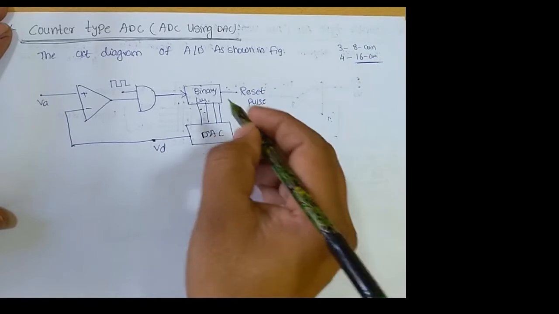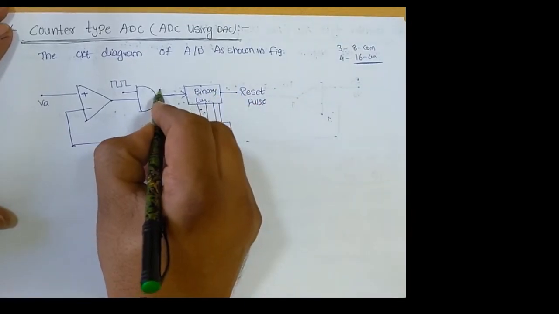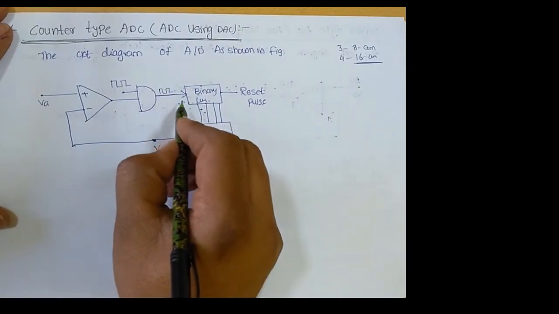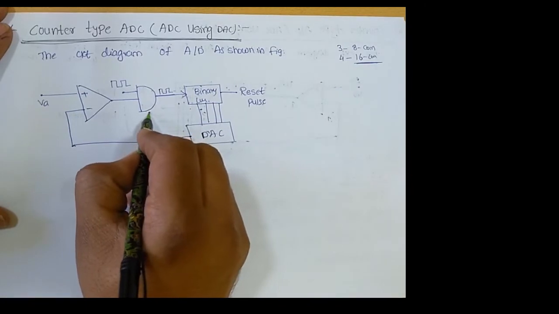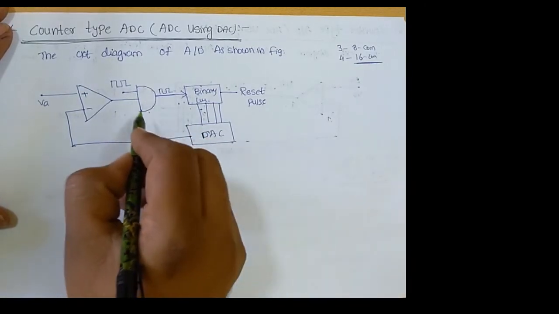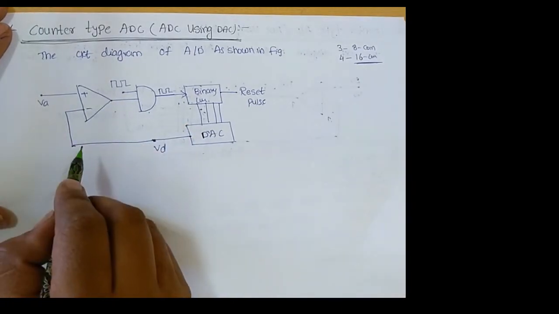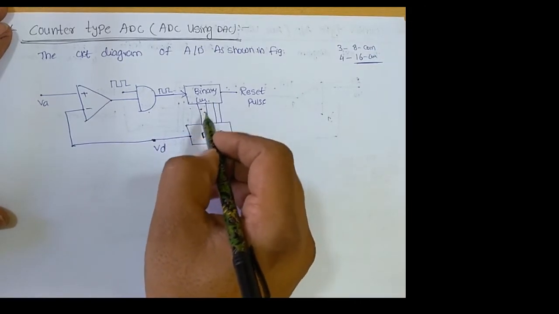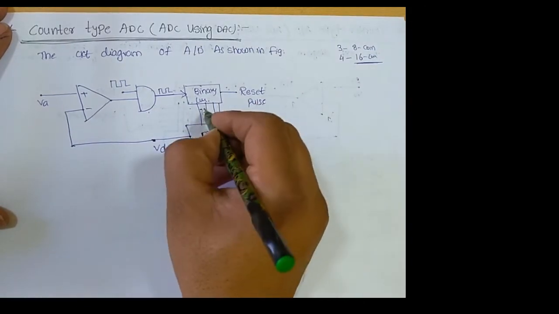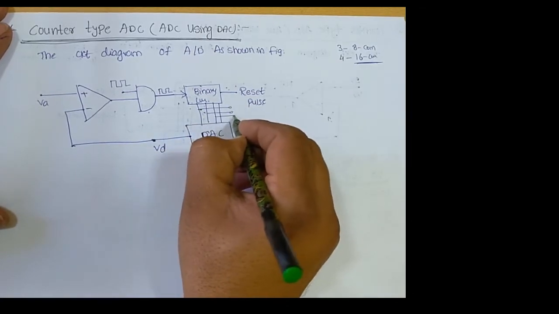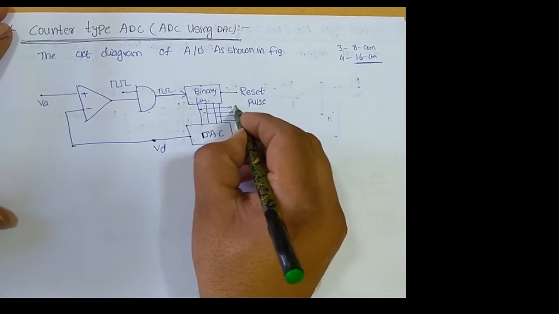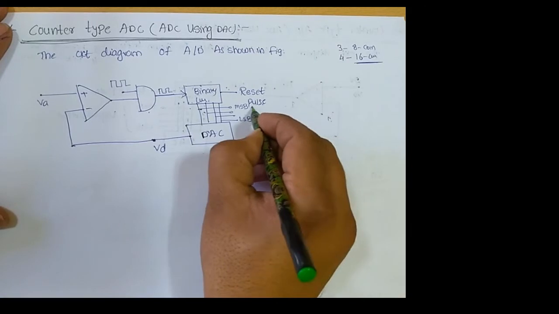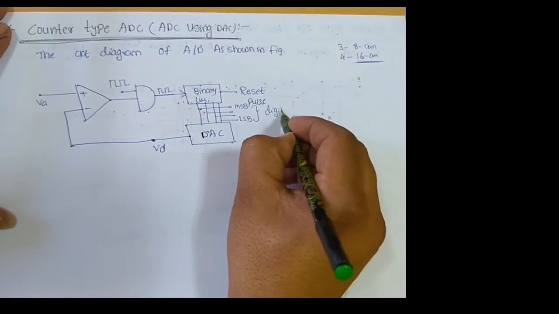Now the clock pulses are counted by the binary counter, and these clock pulses pass through when the AND gate is enabled. The AND gate is enabled by the high output of the comparator. With respect to this clock pulse, the binary counter provides the binary output. These binary outputs we take as the digital output. In this binary output, this is the MSB, and this is the LSB, and here we get the digital output.